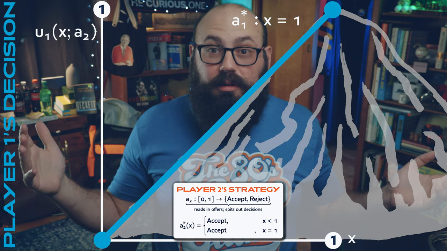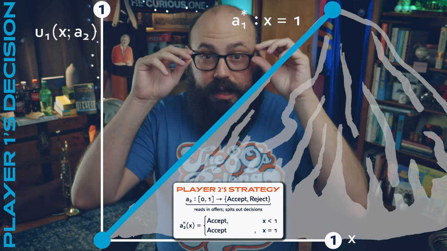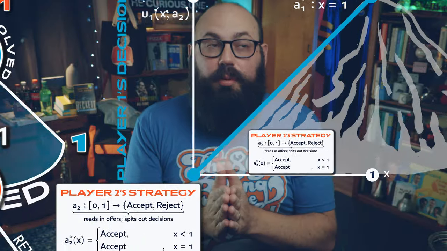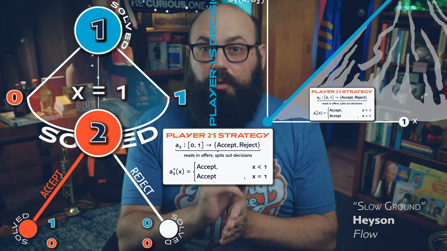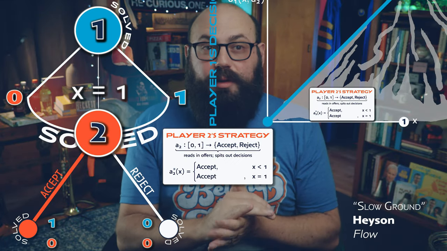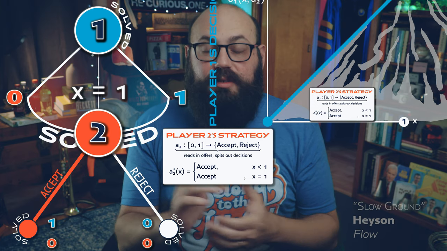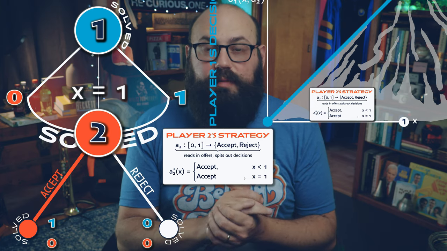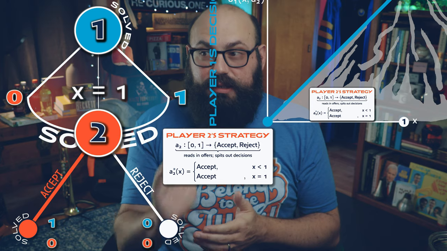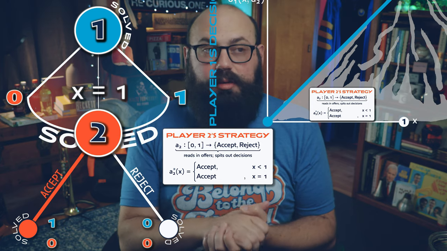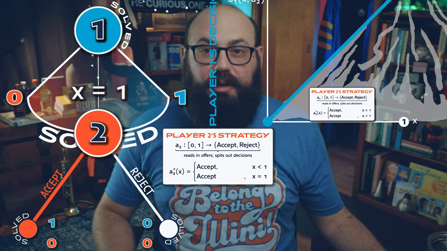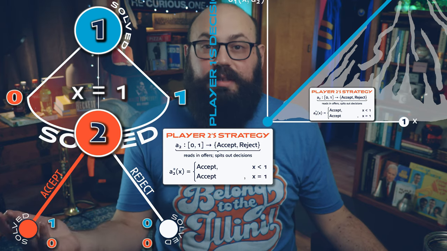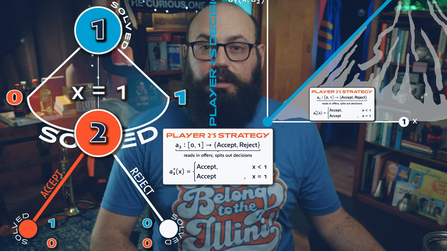So, we have found an equilibrium. In that equilibrium, player one offers X equals one, and player two accepts. Their A star of X is accept for any X less than or equal to one. That's a subgame perfect equilibrium. It's also a Nash equilibrium of the style we had on the problem set.